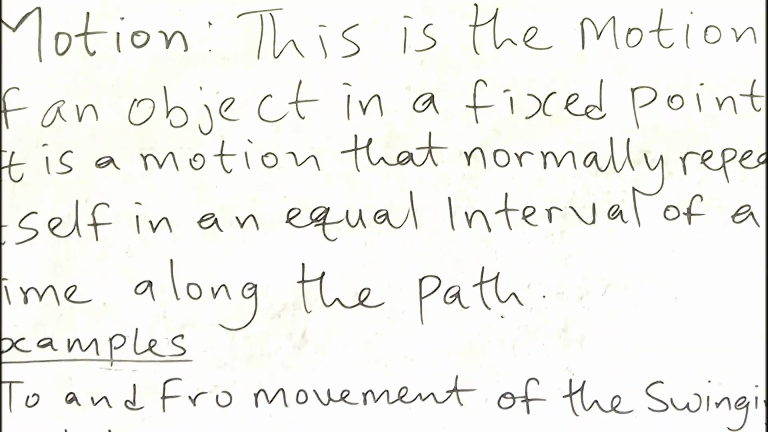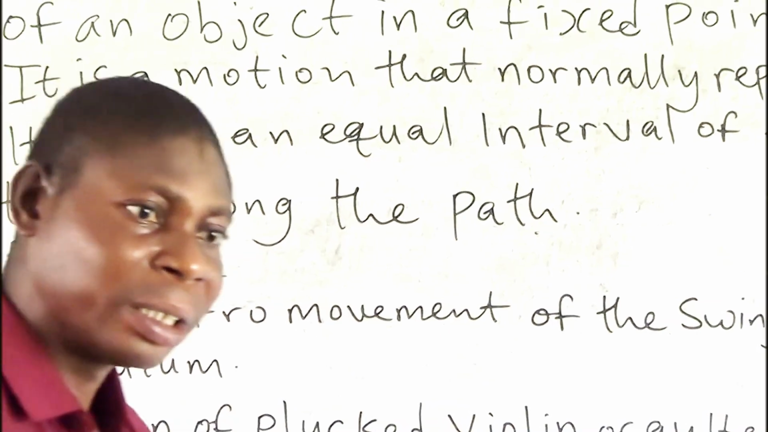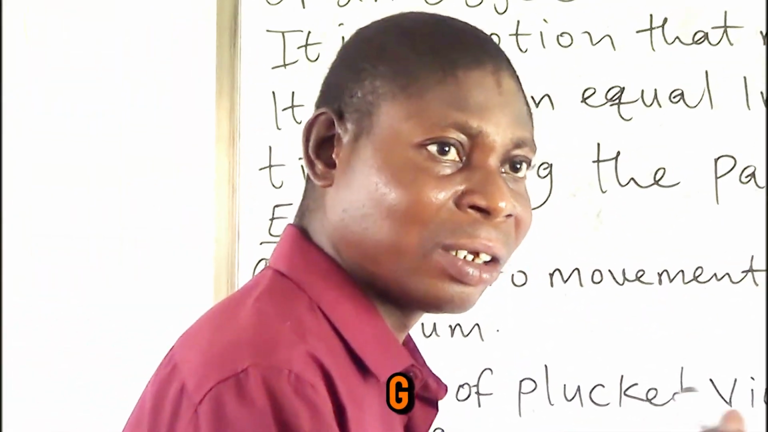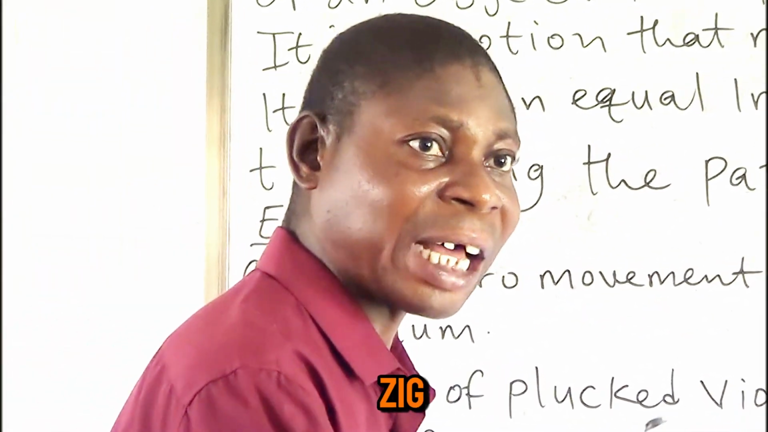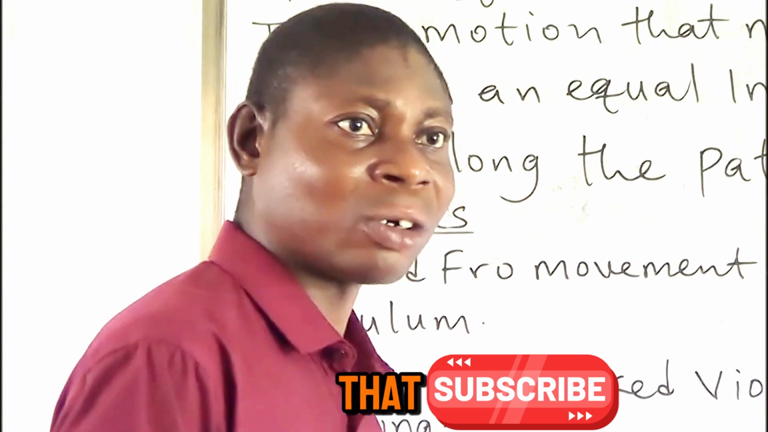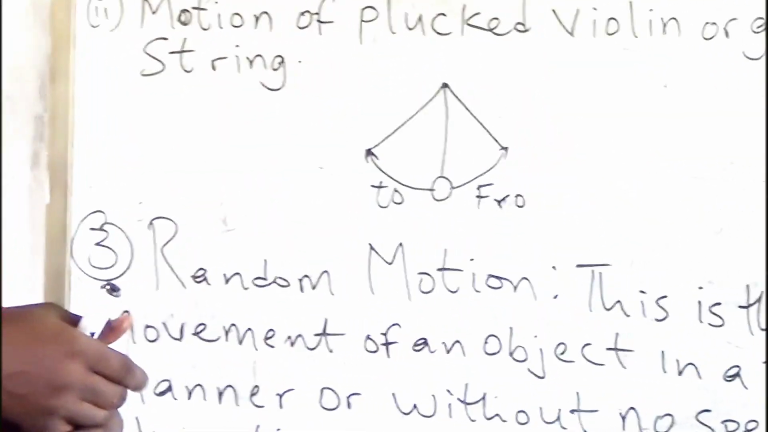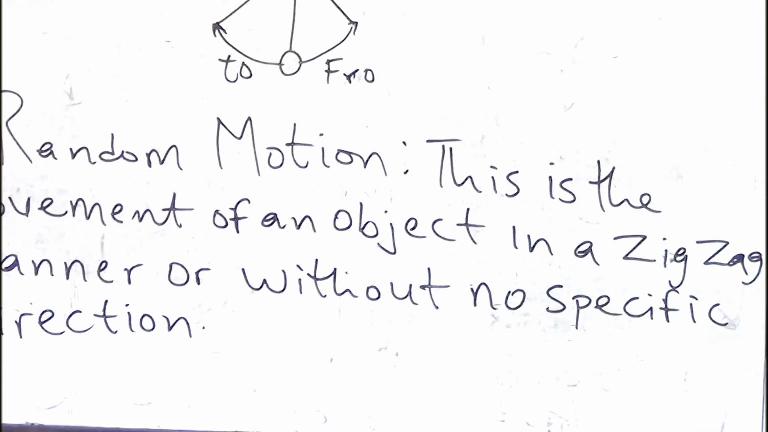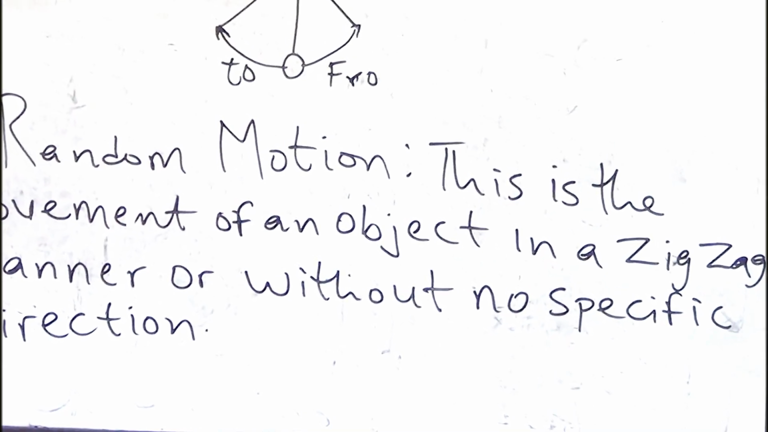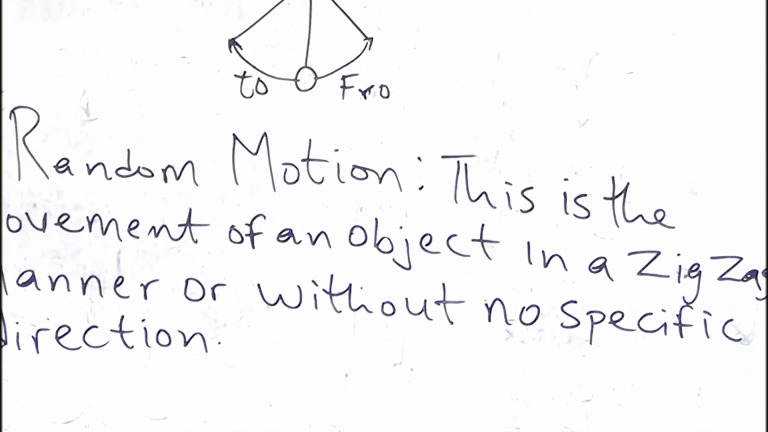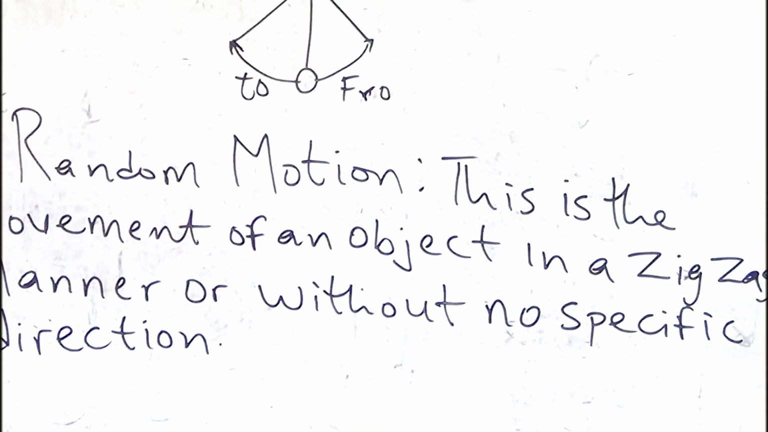Now, random. That's zigzag. Something that moves in a zigzag manner is called random motion. We can call it zigzag motion, we can call it random motion.